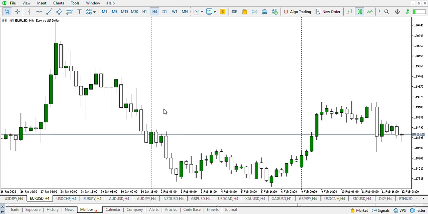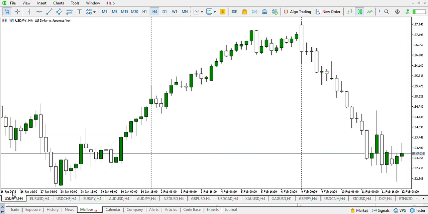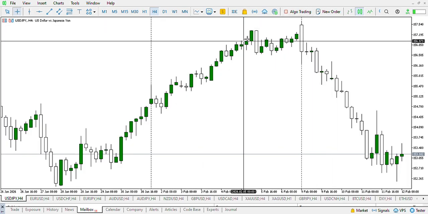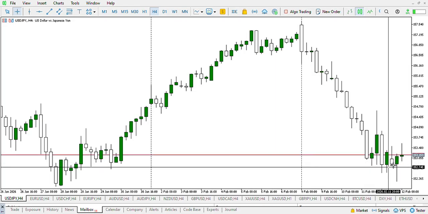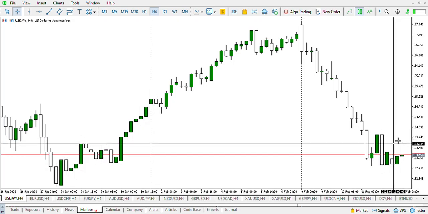So right here we are going to be learning how to pick the best trades and the zones to look at. So right here on USD JPY, we can see price is clearly in a downtrend on the 4 hour. So regardless of the time frame you are looking at, you need to keep two things in mind. To get the best trade, always look out for the highs and the lows.